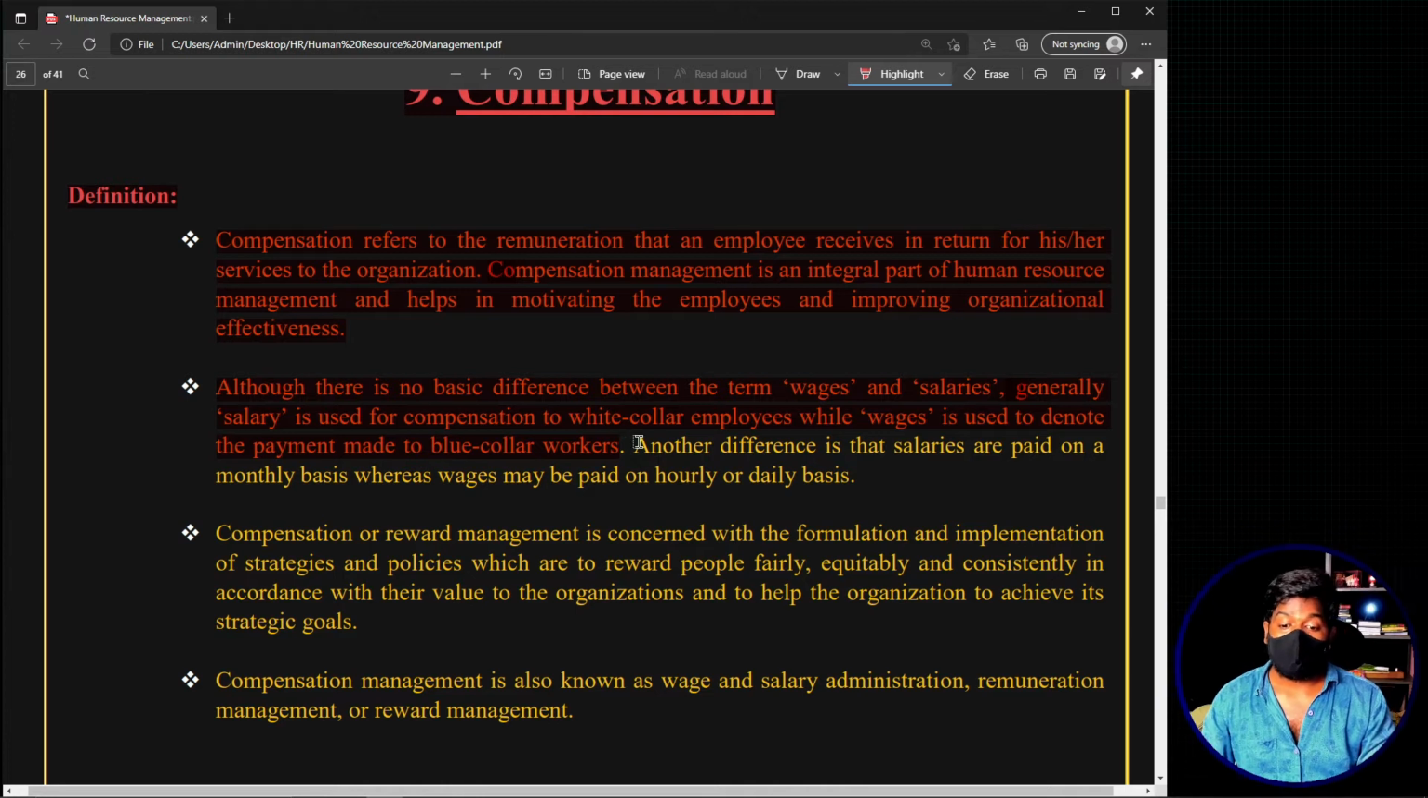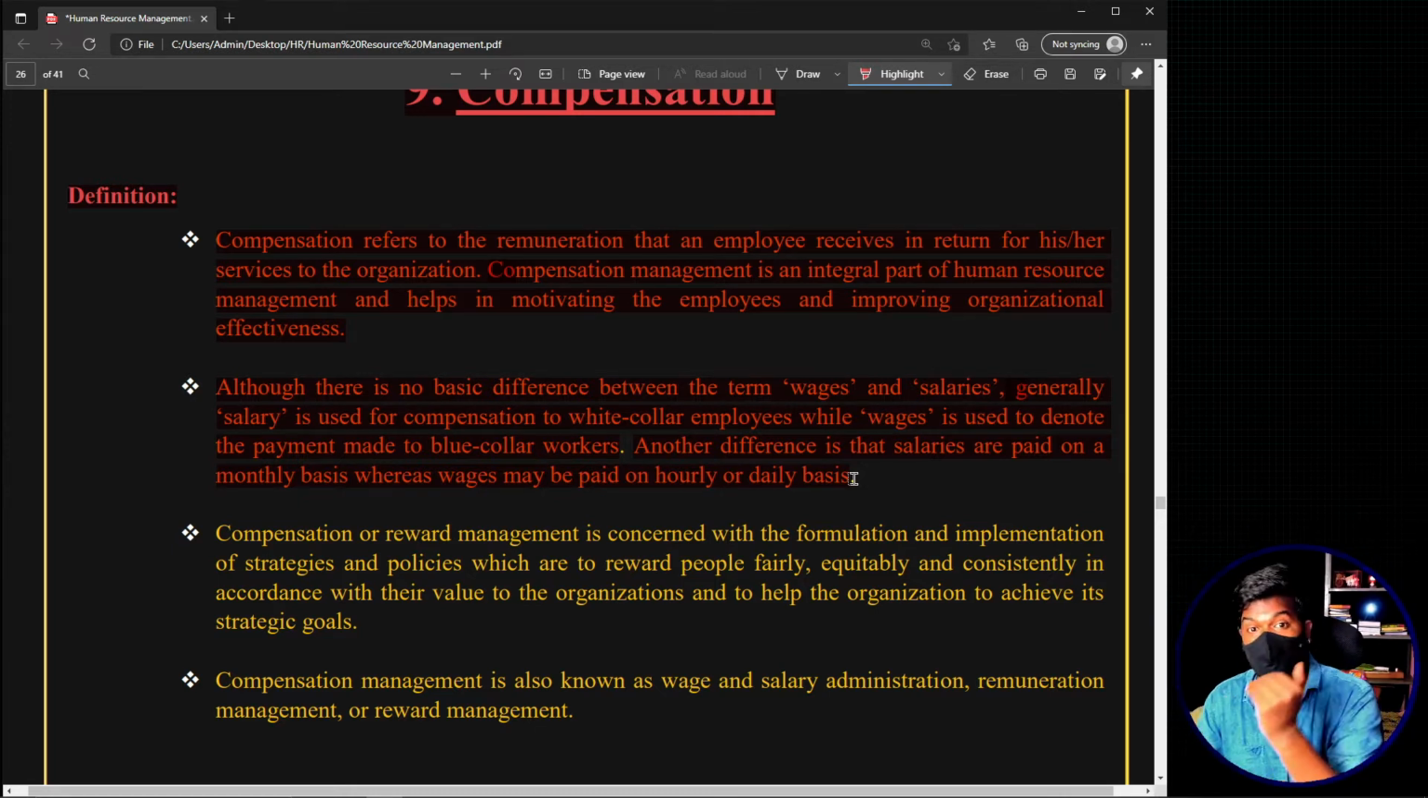Another difference is that salaries are paid on a monthly basis, whereas wages may be paid on an hourly or daily basis. All these are general points that you need to know before you enter into an interview or before you enter into an organization. So till now we have looked at what compensation means, what remuneration is, what the difference is, what salary and wages are. Right, now let's enter into what compensation management means.